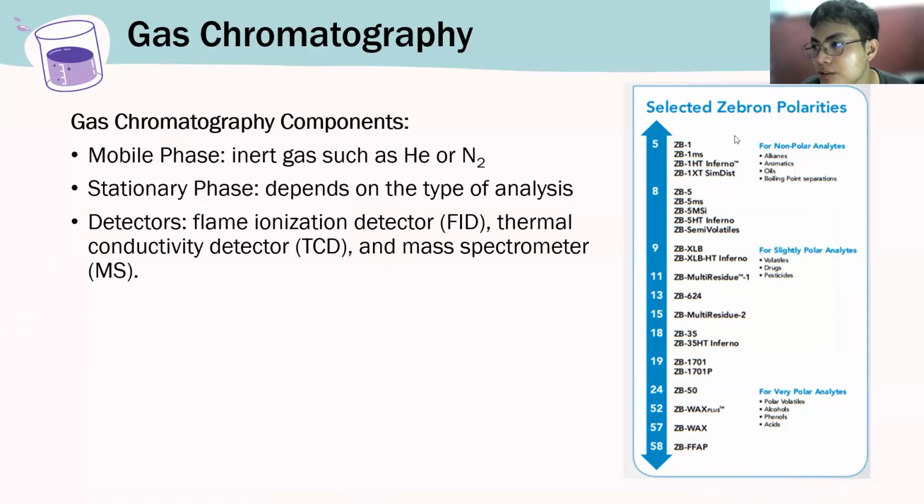Okay? So as you can see here, nakuha ko lang to sa kung ano man brand to. So iba-iba yung column na ginagamit. Sometimes they have a very non-polar column, a column designed for non-polar analytes and a column for polar analytes. So depende talaga yung stationary phase. So hindi siya katulad ng HPLC na may reverse, may normal. No? So ganun.